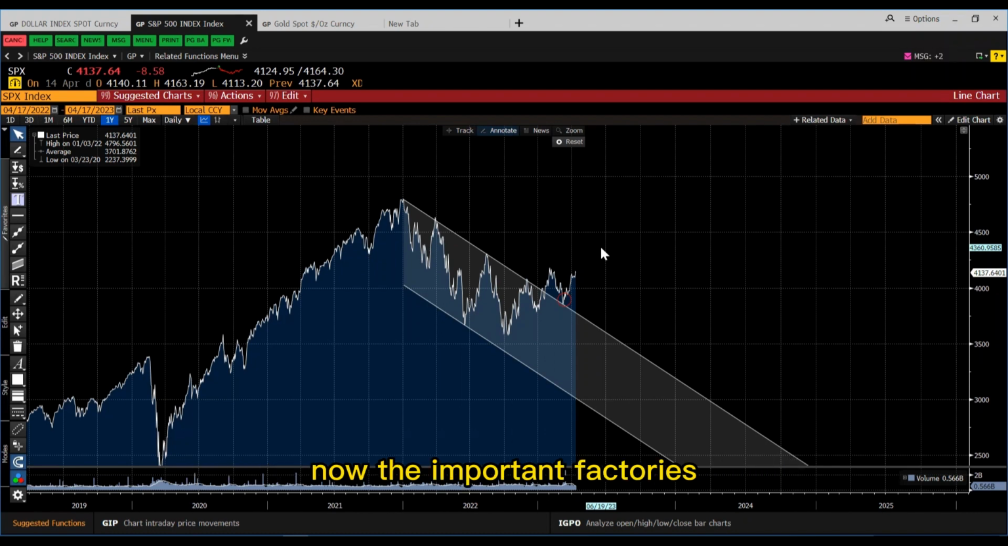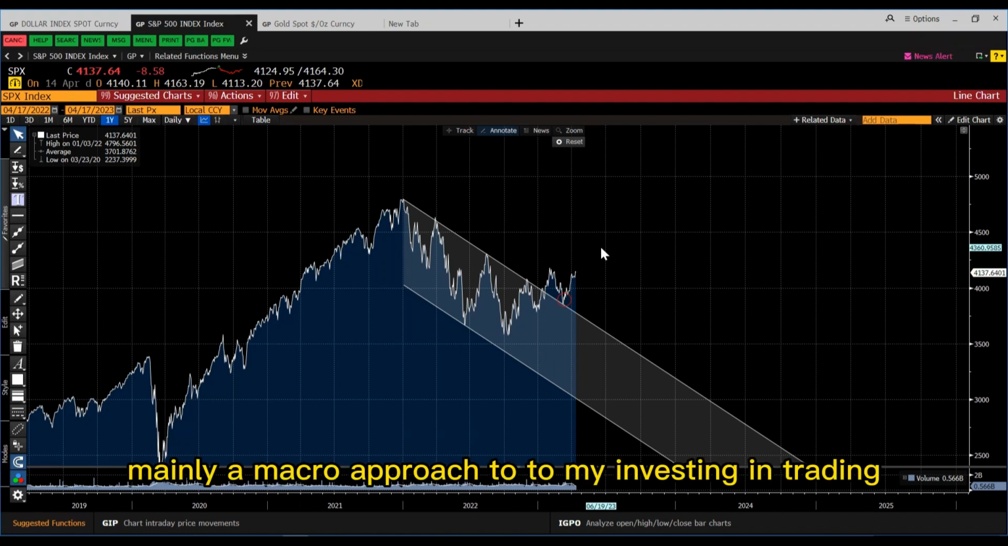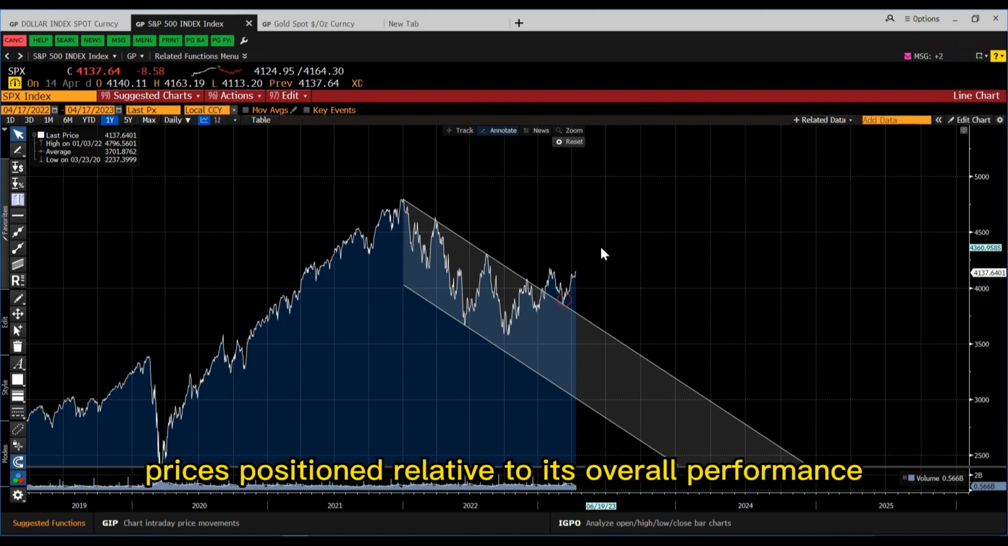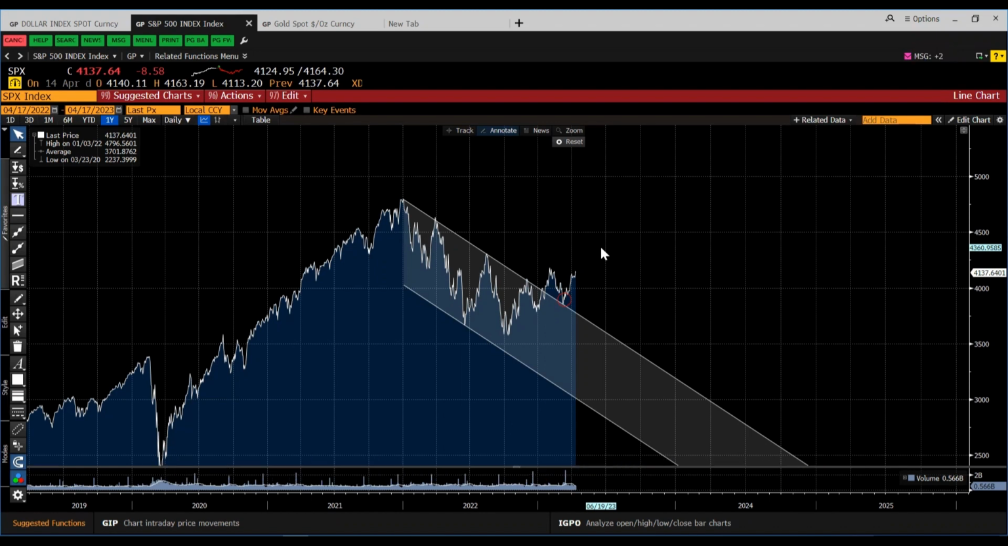Now, an important factor is with technical analysis, you cannot look at it in isolation. I'm not looking at this as gospel. I take mainly a macro approach to my investing and trading, and technical analysis is probably less than half of how I base my trading decisions. It's more so a point on where to exit and enter positions, and getting a gauge for where an asset's price is positioned relative to its overall performance over a given time.